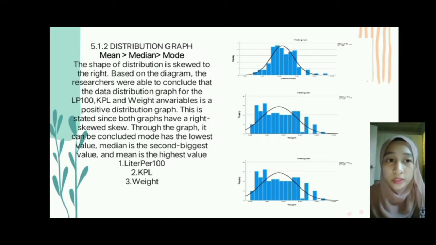Distribution graph, mean, median, mode. The shape of the distribution is skewed to the right. Based on the diagram, the researcher was able to conclude that the data distribution graphs for the LP100, KPL, and week variables are positive distribution graphs. This is since all the graphs have a right skew. From the graph, it can be concluded that the mode has the lowest value, the median is the second biggest value, and the mean is the highest value. This is the graph for liter per 100, KPL, and week.